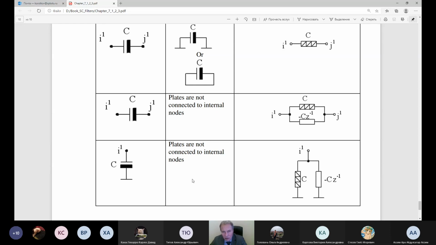The same situation, of course, if we are talking about the particular case when the second node is grounded.